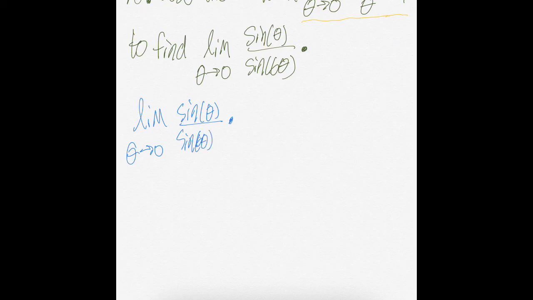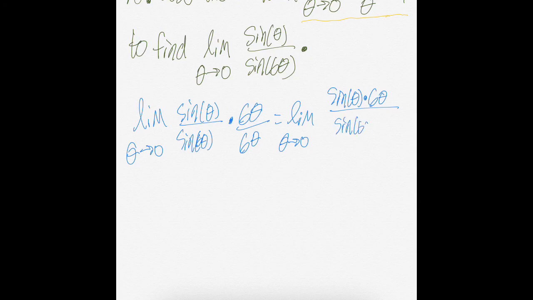That should be 6 theta. And what I'm going to do is multiply by 1 in the form of 6 theta over 6 theta. Now, why am I going to do this? Because now, look at what this will give me. This will give me sine of theta times 6 theta over sine of 6 theta times 6 theta.